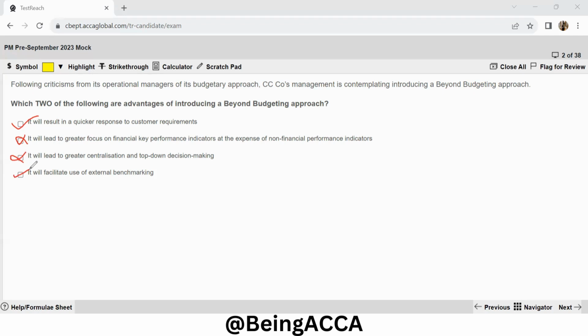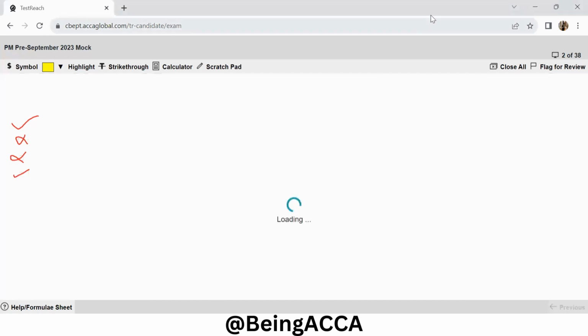It will facilitate the use of external benchmarking. Yes, this is definitely true. When we are going for beyond budgeting, we are looking at a wide range of factors, and these factors will definitely involve using external benchmarks also. We will see how our competitors are doing things, and then we'll implement things accordingly, whatever suits us. So let's move to the next one. This is question number 3 over here.